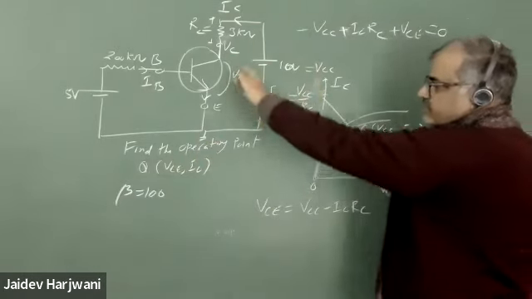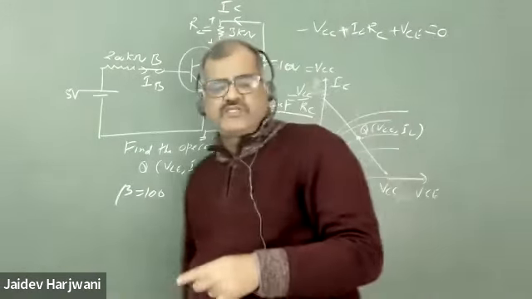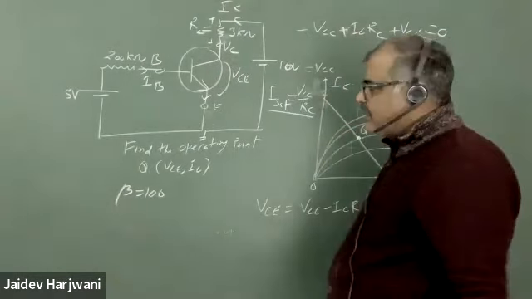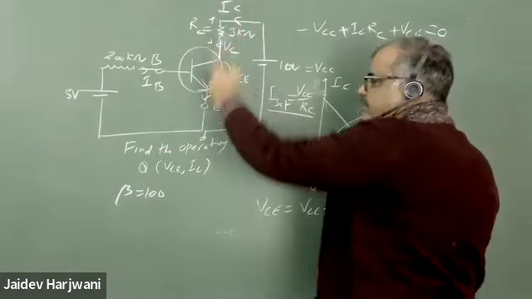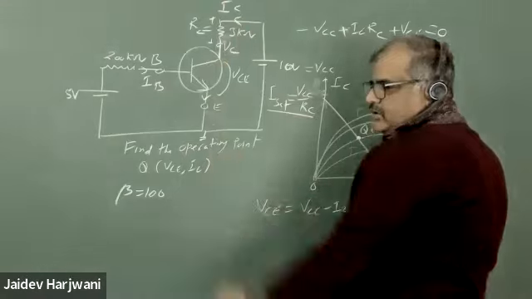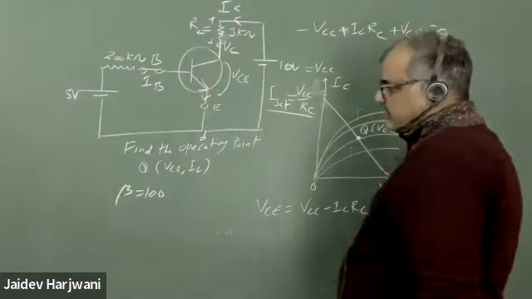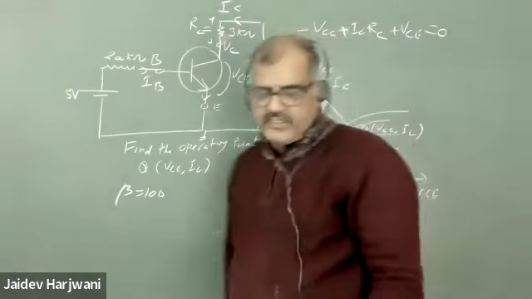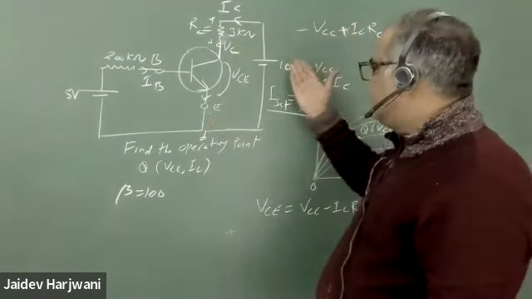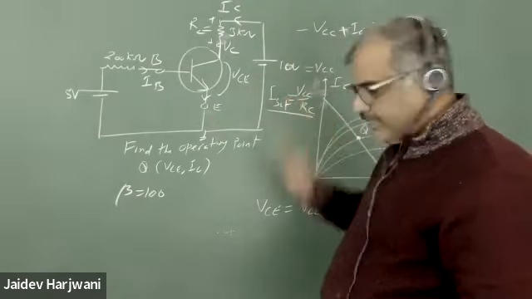Whenever I ask you in a question to calculate the IC saturation value, you immediately have to make VC 0. Here maybe there is a resistance, but for saturation you need to short these two terminals. Once you short these two terminals, VC becomes 0 and you can calculate the current as VCC by RC. If there is one more resistance here, then it will be RC plus RE. That we'll see later.